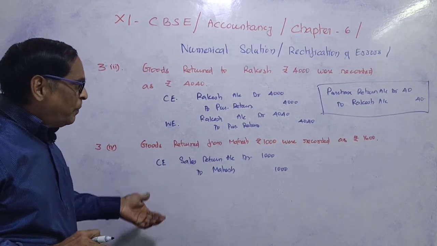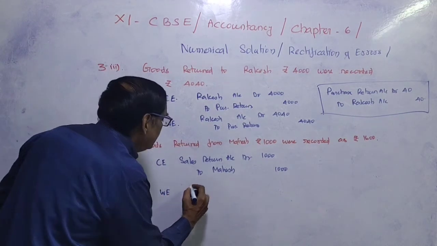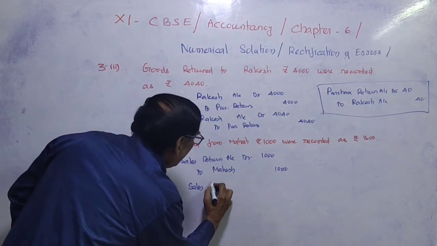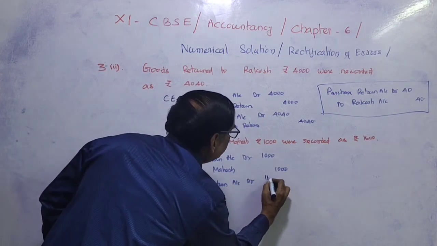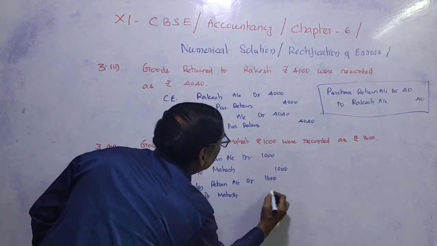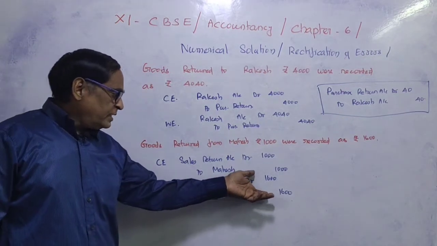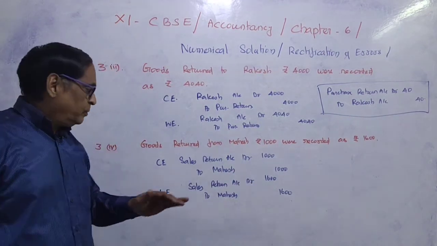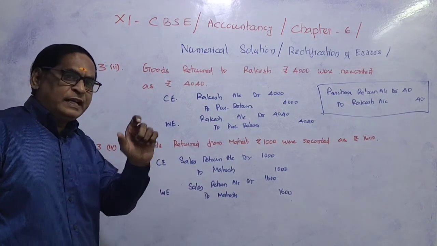But instead we have passed it for 1,600 rupees. So the wrong entry passed: sales return account debit 1,600 to Makesh 1,600. So we have shown an extra 600 rupees. So we have to cancel in both the sales return account and the Makesh account. So we have to pass a reverse entry.